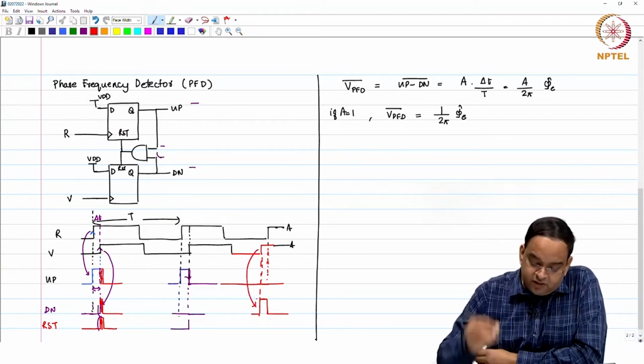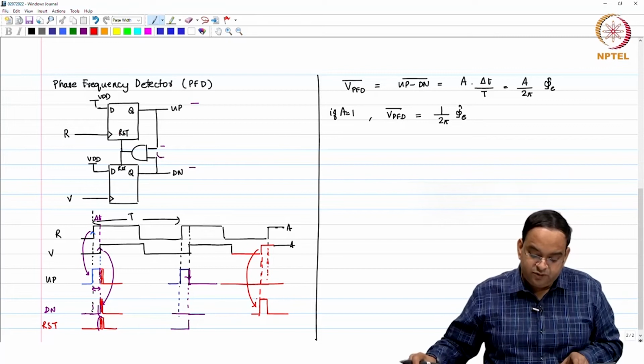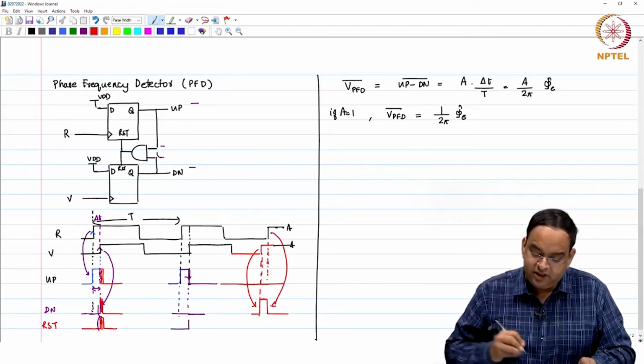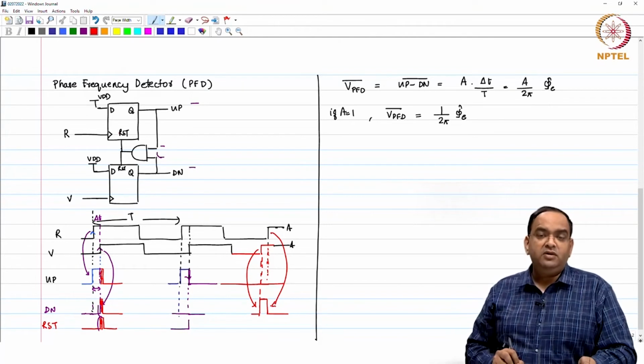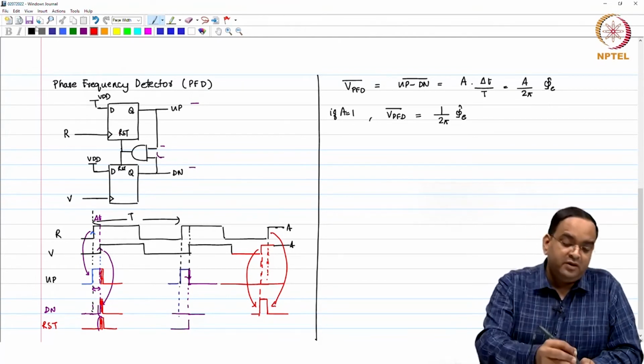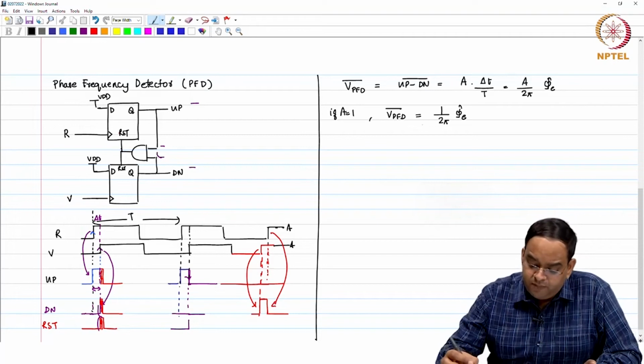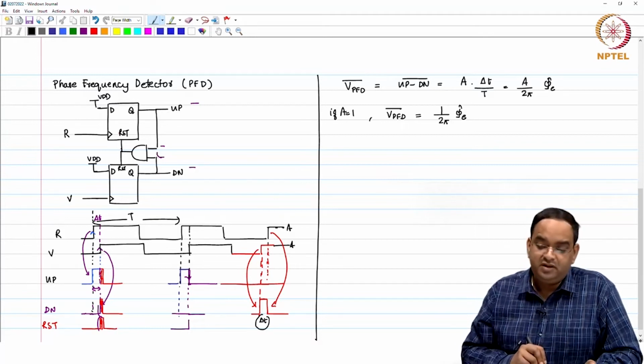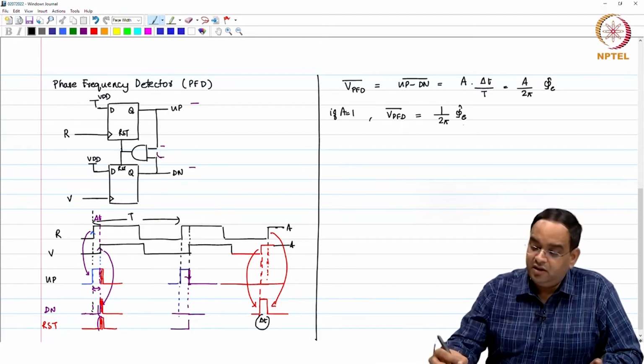So, the rising edge on V triggers the down signal, and the rising edge on R triggers the up signal, making it go low. Okay. So, here on both sides, if you are having this delta t, then for this particular error you will get the average value as negative, right.